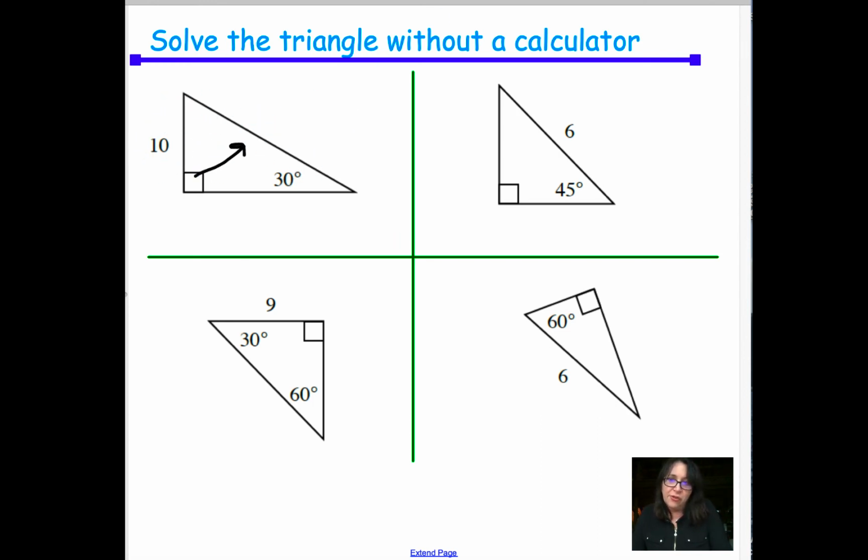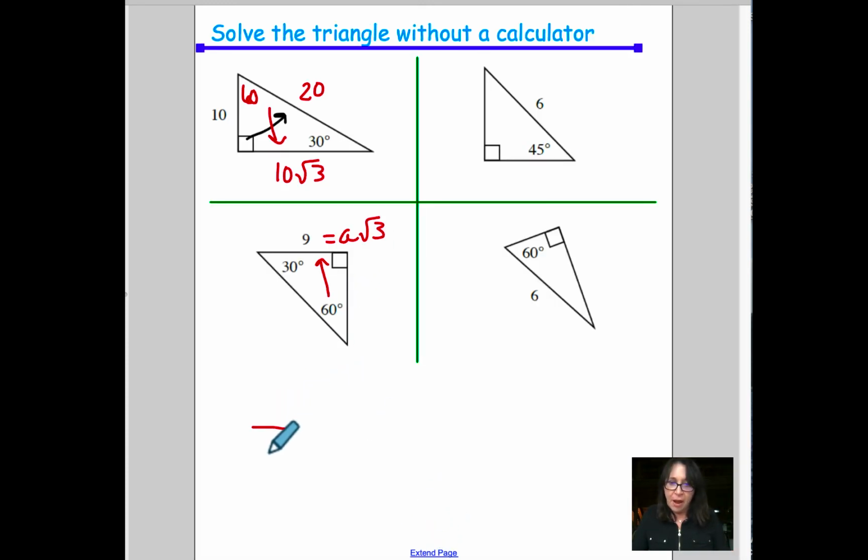So across from the 30 is a. Across from the 90 is twice a, so that's 10, so that's going to be 20. And then across from the 60 is going to be a root 3, or 10 root 3. Same thing. Now this one's a little bit different, because across from the 60 is a root 3, right? Which means that I have to use my little formula, which says divide by 3 and multiply by root 3. So I'm going to take 9, divide by 3, so that's going to be 3 root 3, and that's my a value. So across from the 30 is 3 root 3.